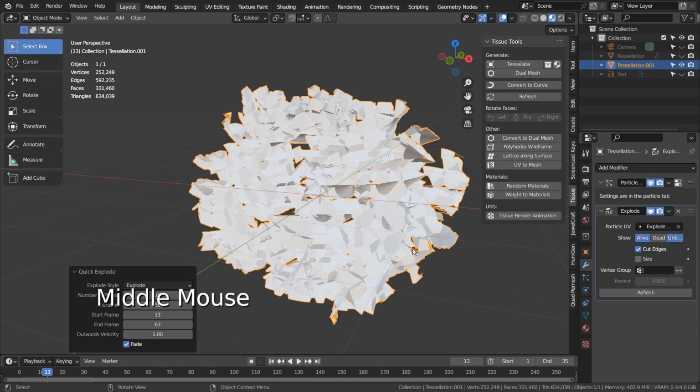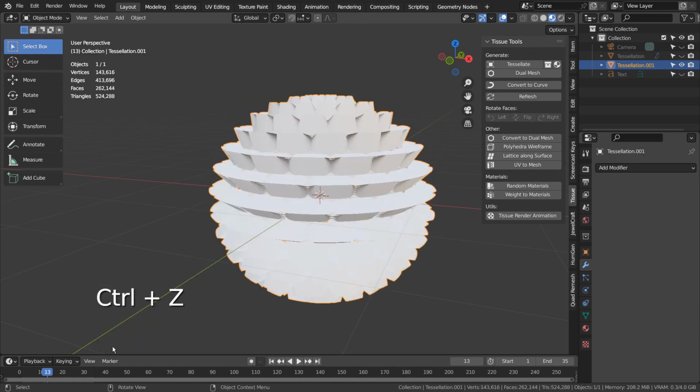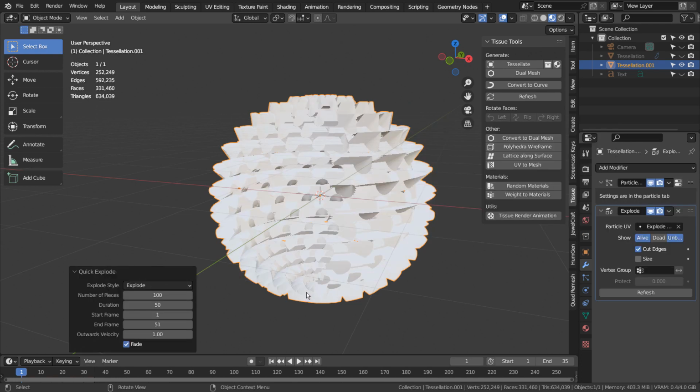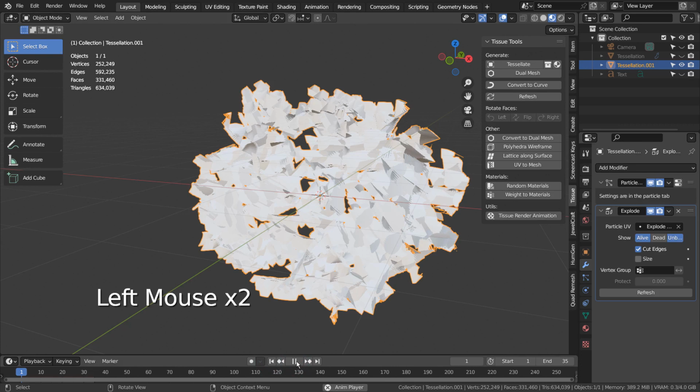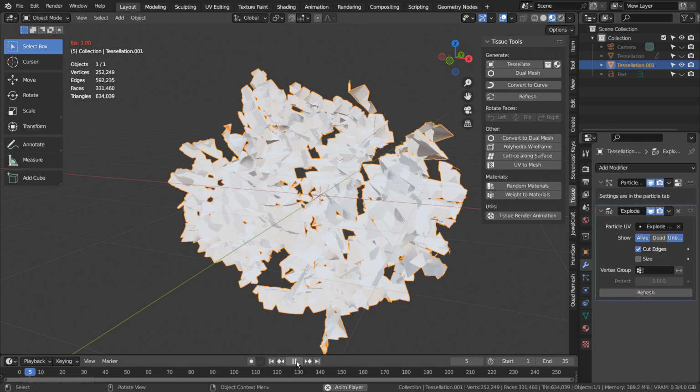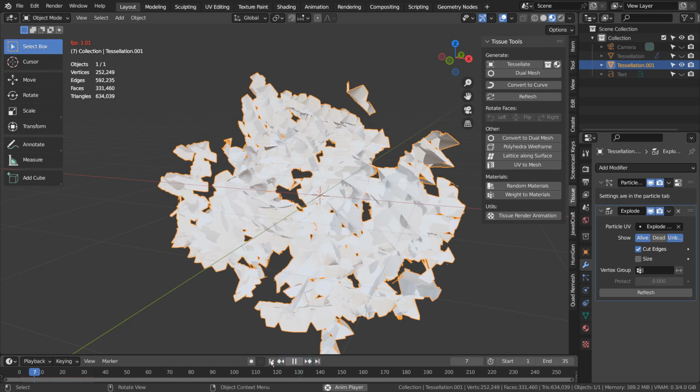More than 250,000 vertices. This is what happens when we have way too many vertices in the scene, and I wouldn't recommend anyone to do this.